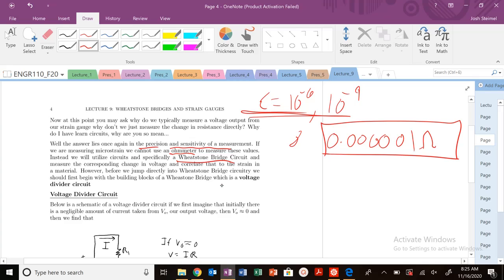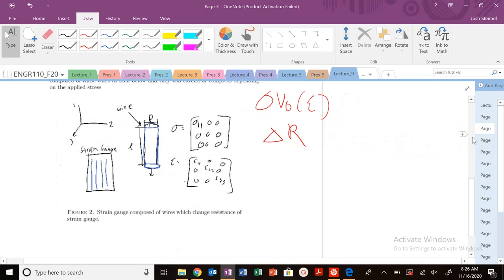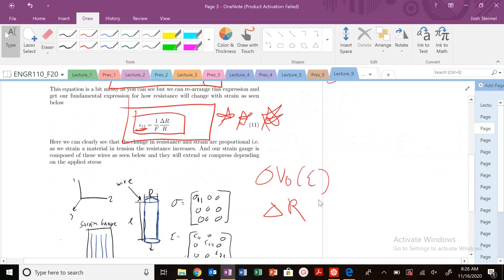So we need to use the circuitry. Why? Our ohmmeter is not sensitive enough in order to measure these values. So the key takeaway here from this first video in the first lecture is this expression right here. So we see if we're in tension, my wire elongates, my resistance increases. If we're in compression, I'm going to see again a drop in that resistance. Again, my wire becomes thicker, shorter, and it's going to be easier for those electrons to move through it. So that's the key idea here. This is our fundamental expression that we're going to come back to quite a bit.